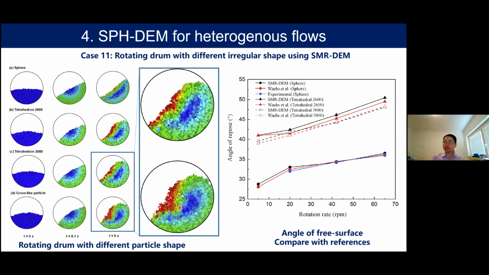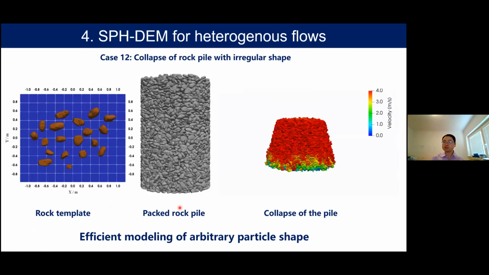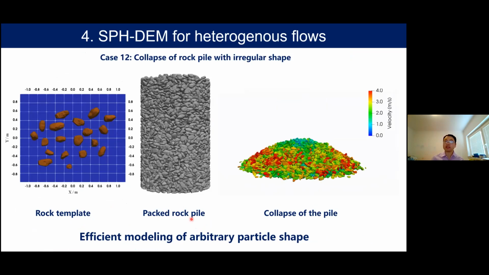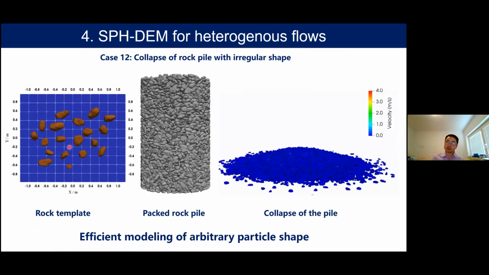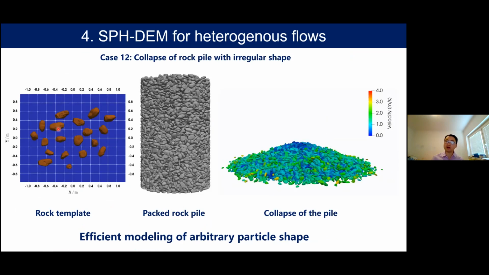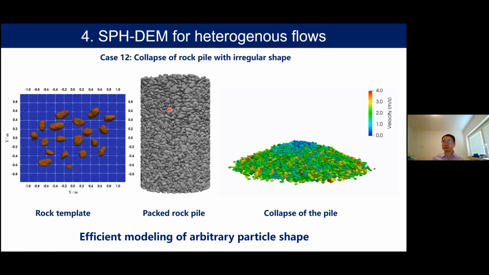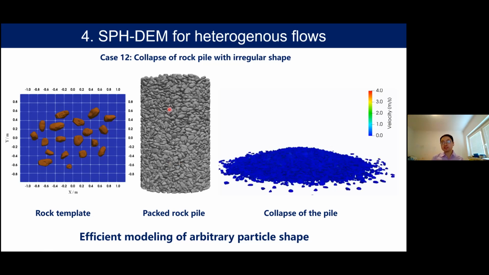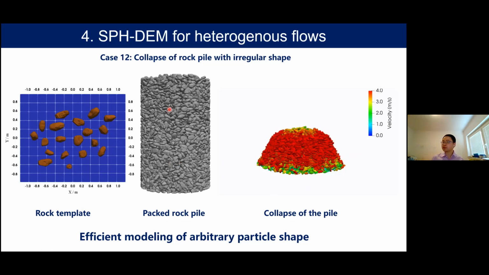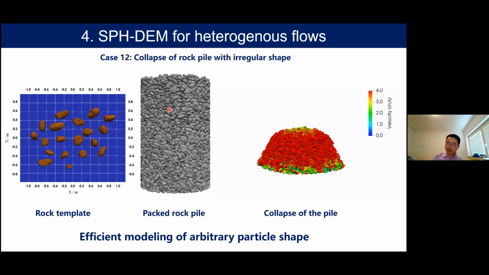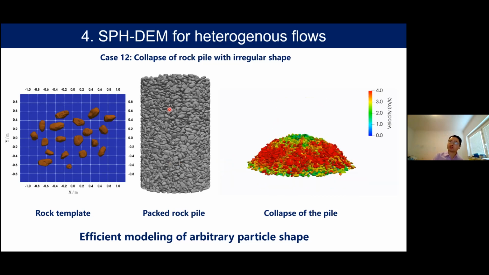These are other applications. We model the collapse of a pile consisting of irregular rocks. Here we have a library of rock templates, and we randomly pick rocks to drop into this cylinder and form this pile. Then we remove the cylinder and let it collapse under gravity. With this discrete element method, we can efficiently model any kind of arbitrary particle shape. This serves as a basis for our later development of modeling of debris flows and some other heterogeneous flows.